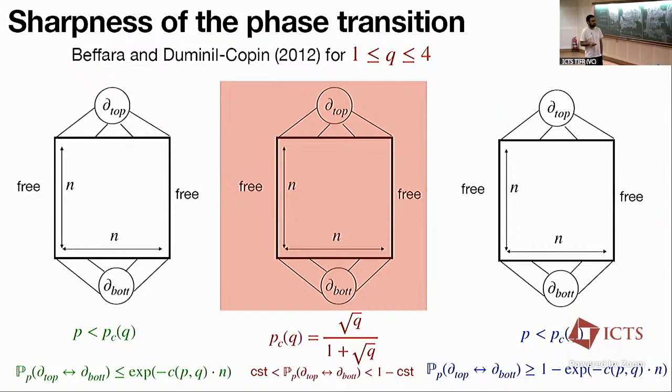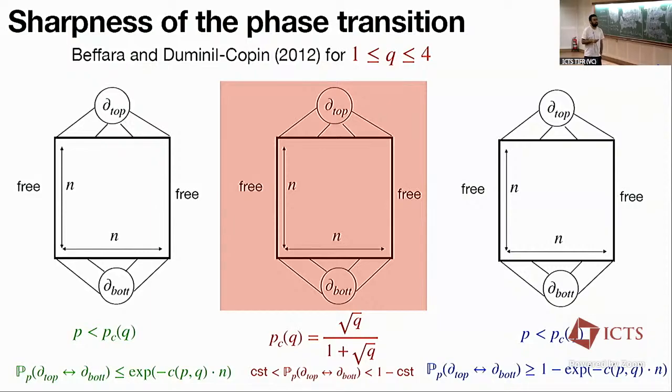And here obviously I'm wrong, so it should be bigger. If P is small enough, smaller than this critical value, the probability to have a long path decays exponentially fast in the distance. If P is bigger than this critical value, the probability to have a long path goes to 1 at an exponential rate. And what's going to be interesting is this critical value PC of Q.